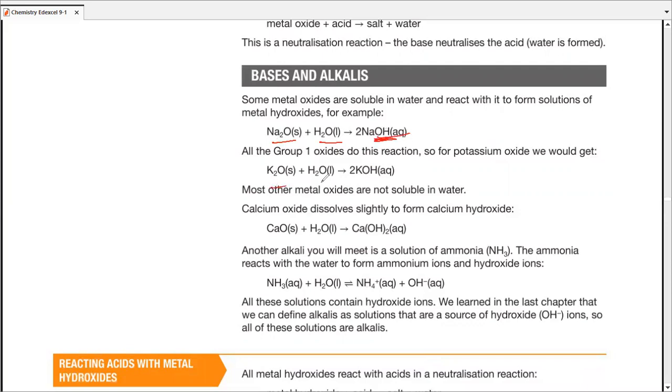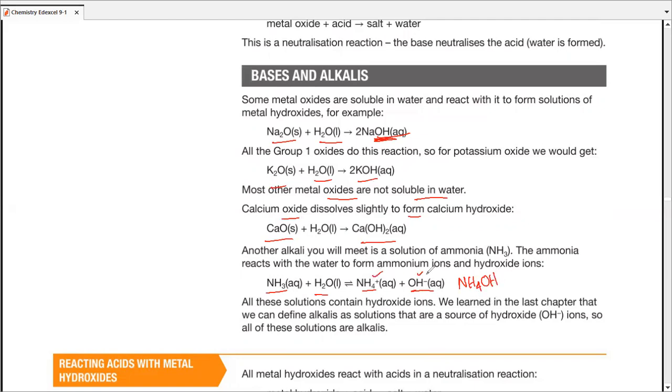All group 1 oxides do the same reaction, they produce alkali. Most other metal oxides are not soluble in water, except for a couple of them from group 2, for example, calcium oxide. This slightly dissolves in water to form calcium hydroxide. Another alkali that we will meet that can react with water and produce the hydroxide ion is ammonia. That's why we call ammonia a base. Why? Because it can neutralize acid, or when it dissolves in water, it produces alkali. Then this whole formula becomes NH4OH. Keep that in mind.